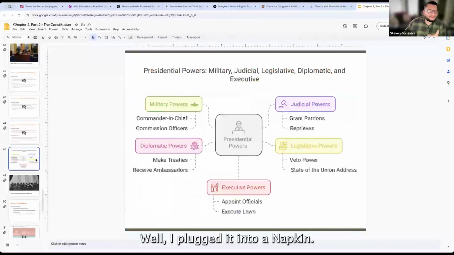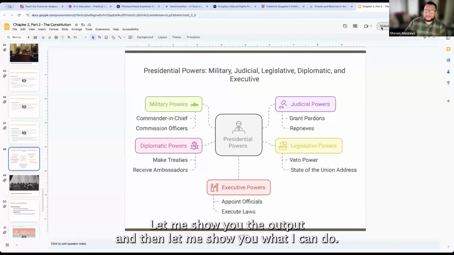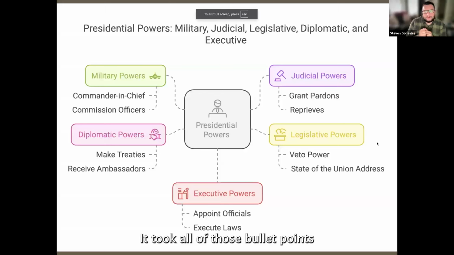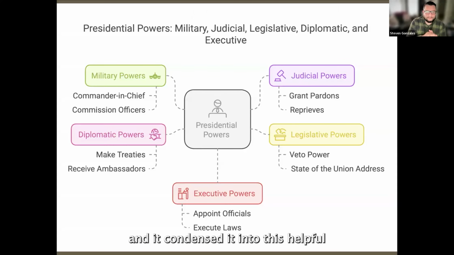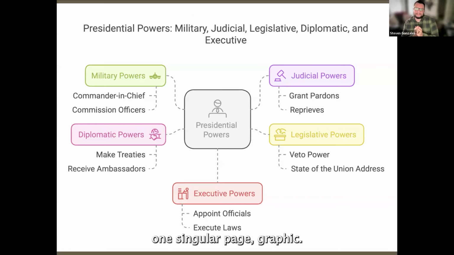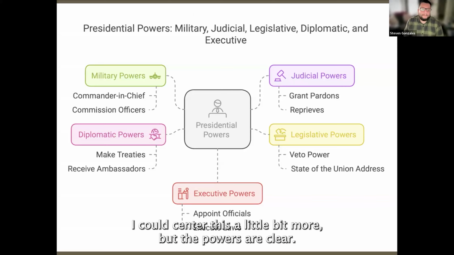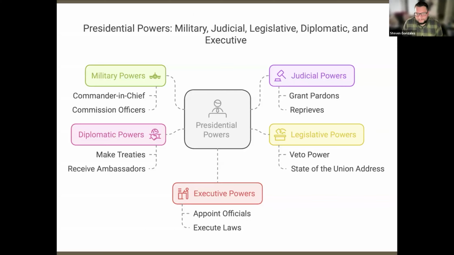Well, I plugged it into Napkin. Let me show you the output, and then let me show you what I can do. It took all of those bullet points and condensed it into this helpful one singular page graphic. I could have chosen a better graphic. I could center this a little bit more, but the powers are clear.